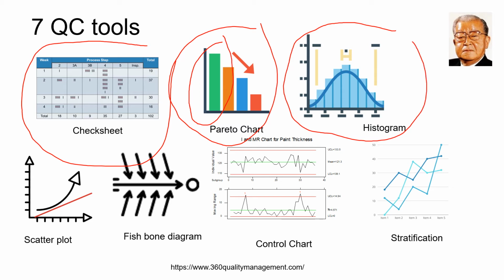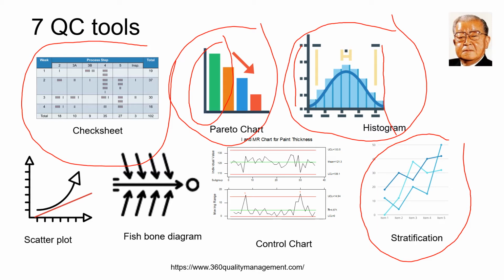Next is a histogram. It is a bar chart display of the distribution of individual measurements taken on a part, and it gives a snapshot of the variations of the whole measurement parameters. The fourth is stratification, which separates the data gathered from a variety of sources so that the pattern can be clearly seen, such as by manufacturing line or by different suppliers.